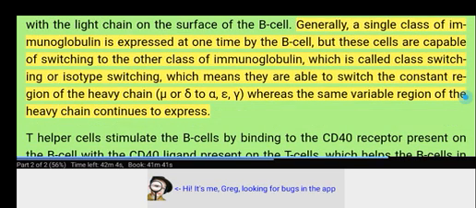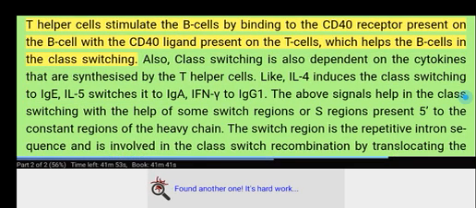Generally, a single class of immunoglobulin is expressed at one time by the B cell, but these cells are capable of switching to another class of immunoglobulin, which is called class switching or isotype switching. This means they are able to switch the constant region of the heavy chain, mu or delta, to alpha, epsilon, or gamma, whereas the same variable region of the heavy chain continues to be expressed. T helper cells stimulate the B cells by binding the CD40 ligand present on the T cells to the CD40 receptor present on the B cell, which helps the B cells in class switching.